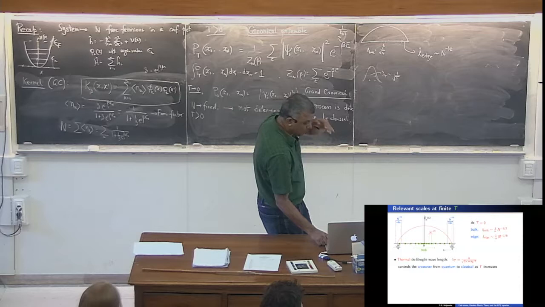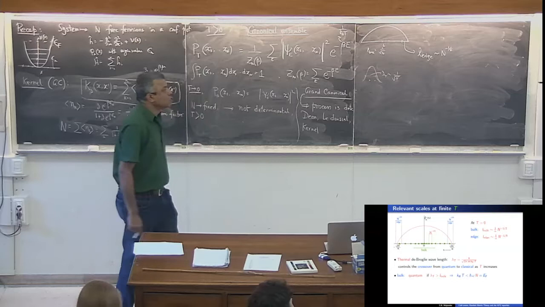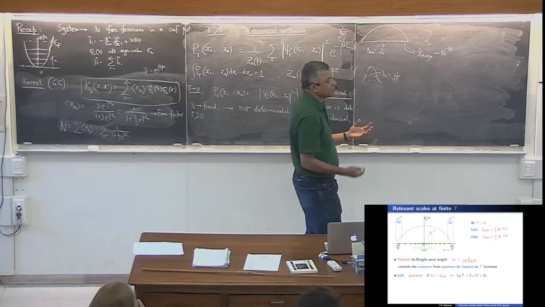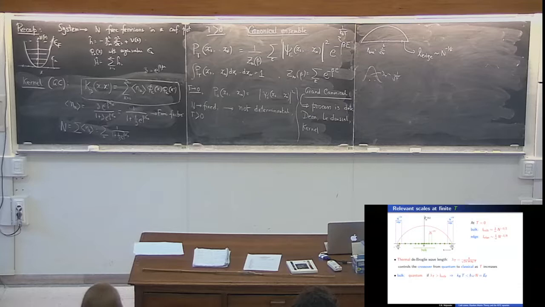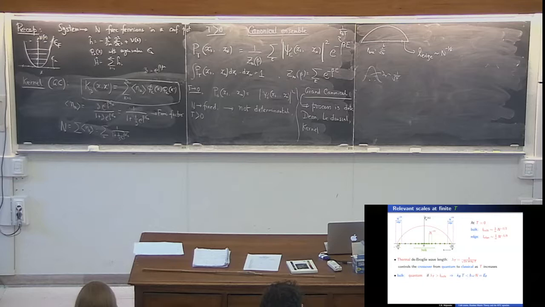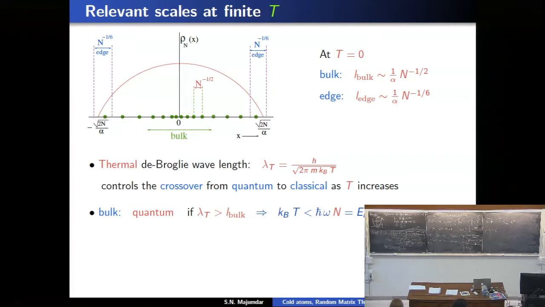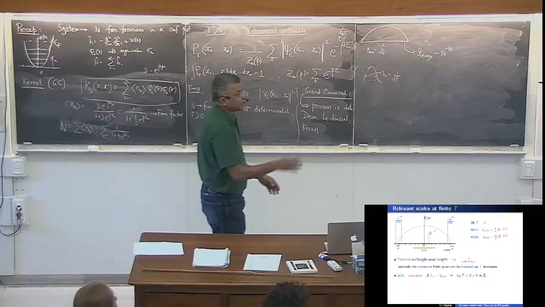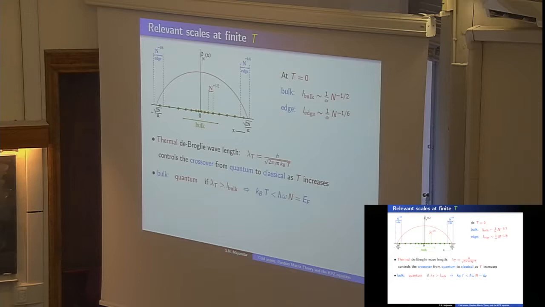So let's look at the bulk. In the bulk, it will behave like a quantum system if the de Broglie wavelength is bigger than the typical interparticle separation, because then two particles are within the same wave packet in some sense. If you substitute this here and use that L bulk at zero temperature is N to the power minus half, this automatically gives you a temperature scale, which is just the Fermi energy scale, h bar omega N. So when the temperature is of order N, that's where the bulk will feel the temperature. Otherwise, it will behave almost like zero temperature. When the temperature is of order N or beyond, it will have a strong effect in the bulk.